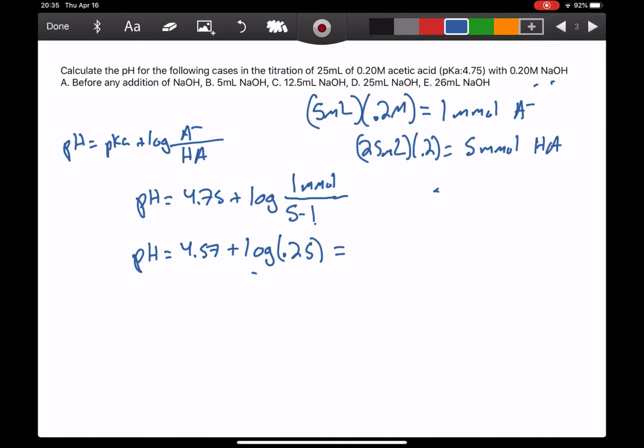And what does that come out to be? That comes out to be 4.15. So the pH for part B is 4.15.